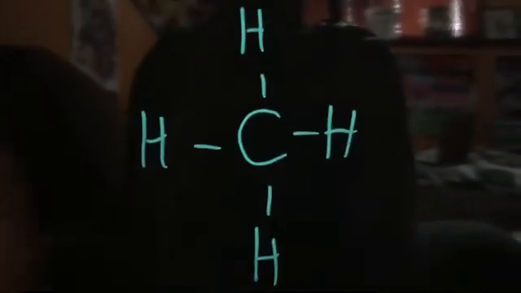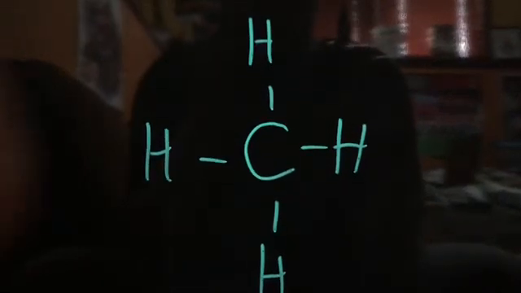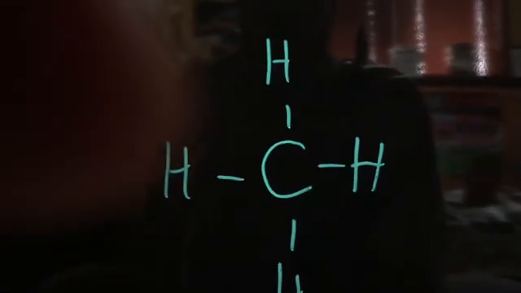And the way that we can draw that is by putting our C in the middle with the H's all around it with a single dash in between. So I hope this helps a bit for how to draw covalent bonds.